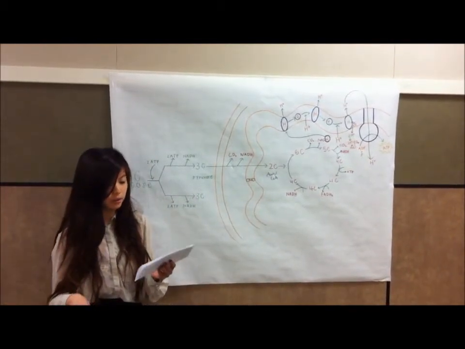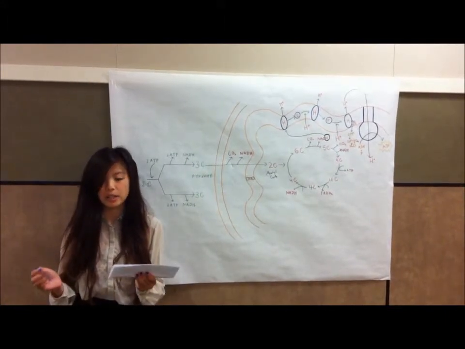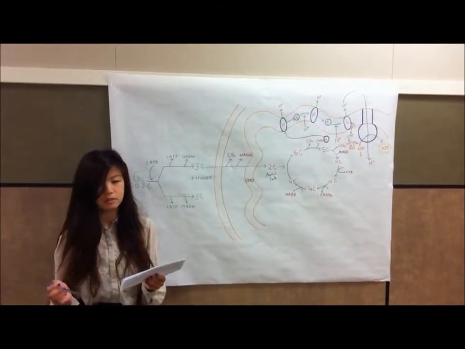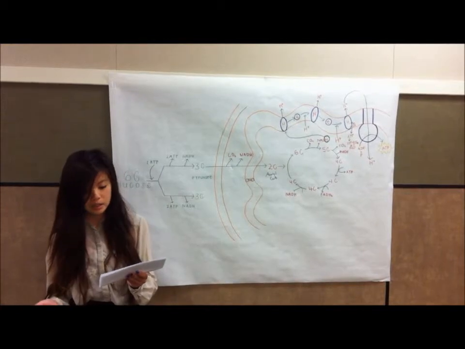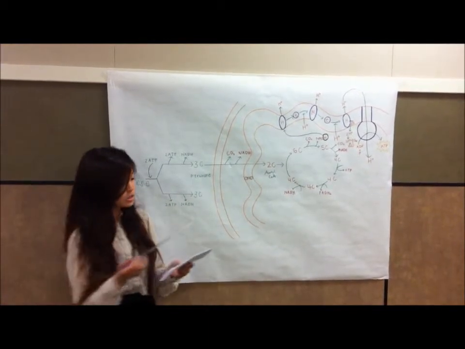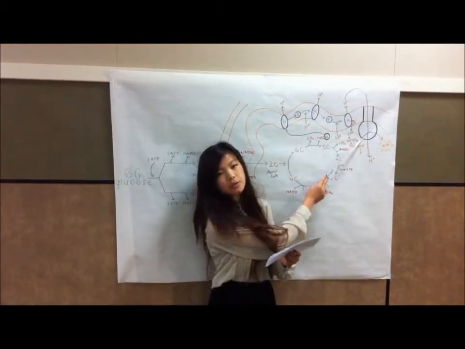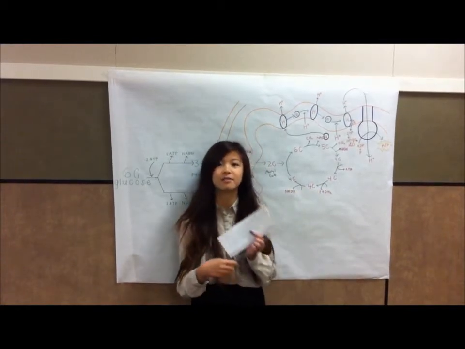Energy stored in the form of a hydrogen ion gradient across the membrane is then used to drive cellular work, which is ATP synthesis, through ATP synthase, which is an enzyme that makes ATP from ADP and inorganic phosphate.